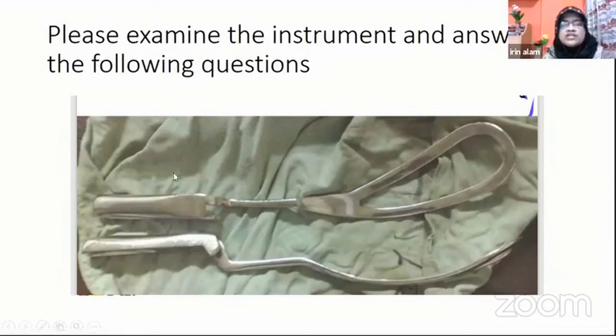And what are the indications? Indications are prolonged second stage of labor. If there is maternal exhaustion, there are also some maternal indications such as prolonged labor, eclampsia, or maternal heart disease. Then with this instrument, the second stage can be cut short.